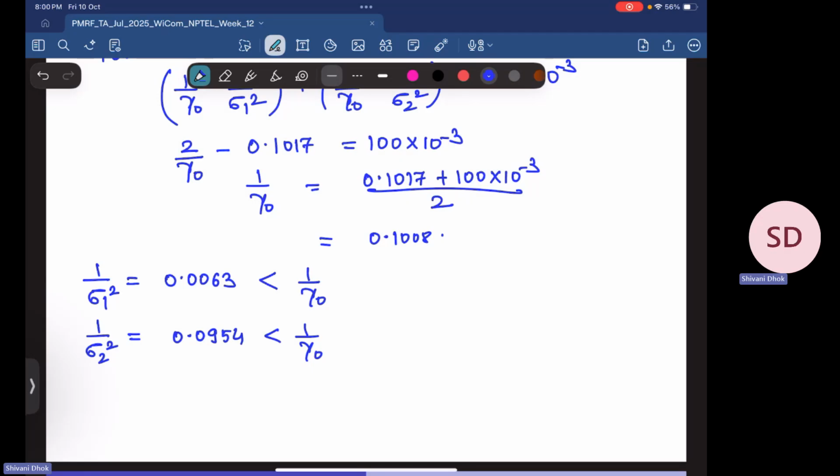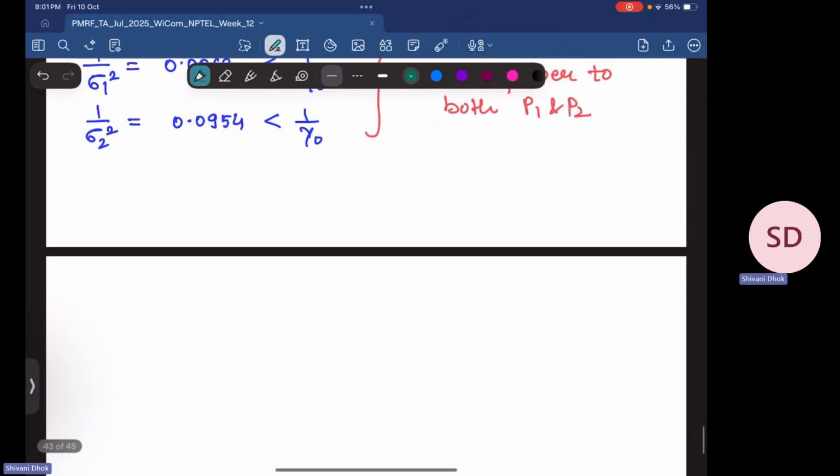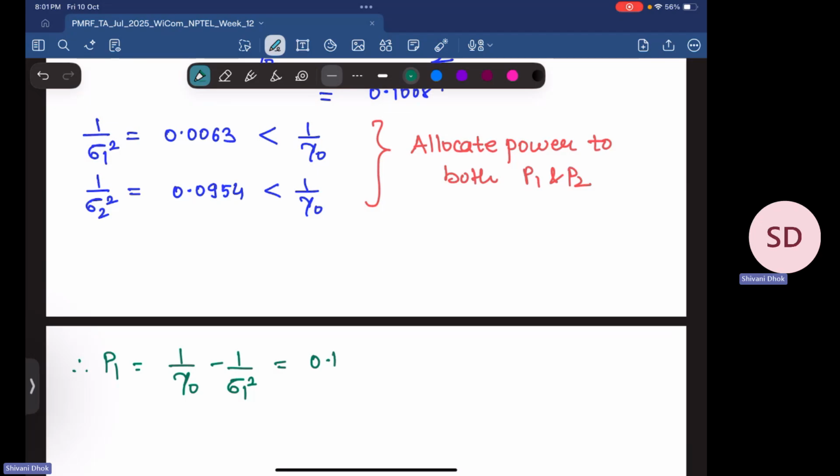Now both of these values are less than 1 by gamma naught, which means allocate power to both P1 and P2. So therefore P1 will be equal to 1 by gamma naught minus 1 by sigma 1 square, that is equal to 0.1008 minus 0.0063. This comes out to be equal to 0.0945, which is simply 94.5 milliwatts.